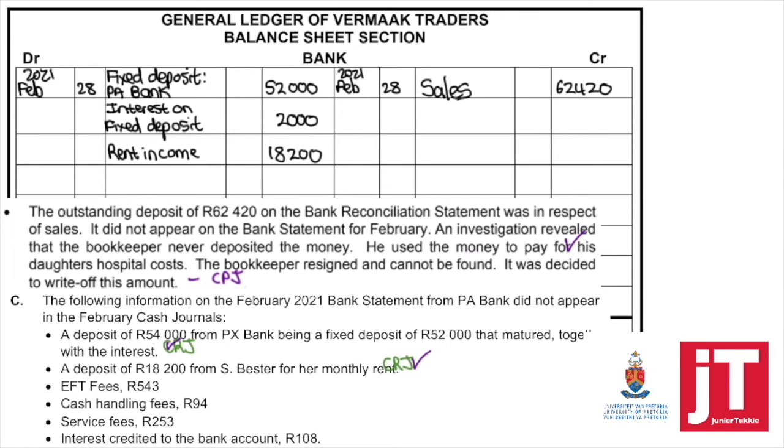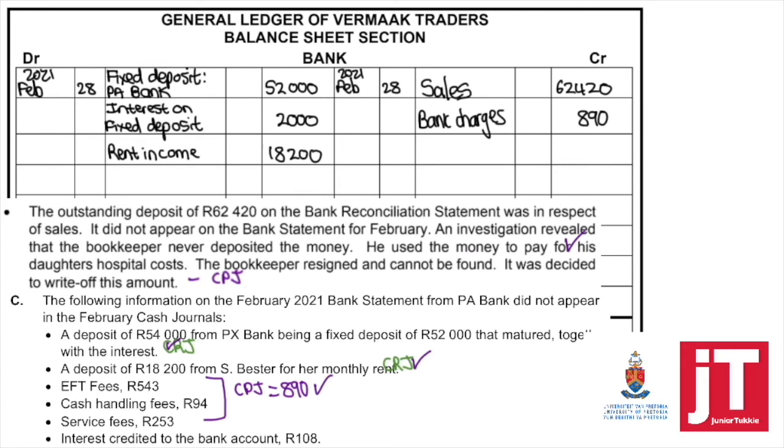Then we have EFT fees, cash handling fees, and service fees. This is all regarded as bank charges. It's payments that were made directly from our bank account towards the bank. So this must be shown in our CPJ, and from the CPJ, bank is always credited. So bank charges added together, 890.